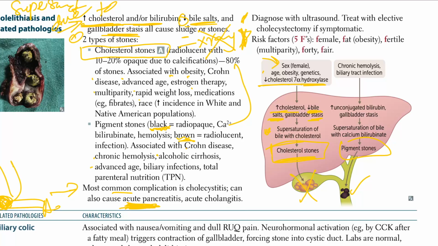So let's talk about the pigmented stone. You have chronic hemolysis or biliary tract infection. This leads to an increase in unconjugated bilirubin and gallbladder stasis, and supersaturation of bile with calcium bilirubinate, which leads to pigmented stones, and you can see them on X-ray.